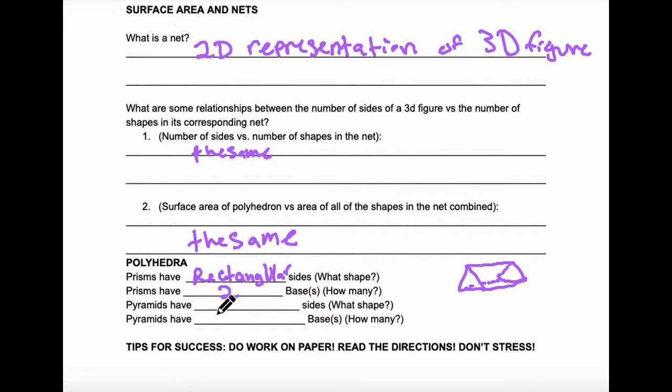The pyramids always have triangular sides, because if we were to have, let's say, a square pyramid, we start with a square, which is when they only have one base, and then they all come to a point, which all of the sides of that pyramid are then just triangles.